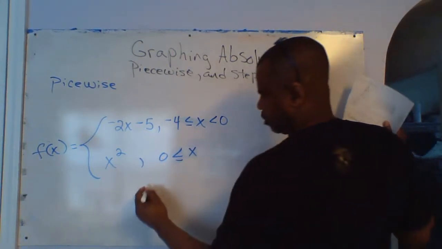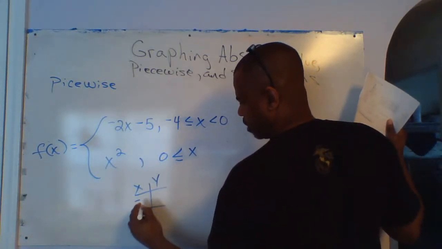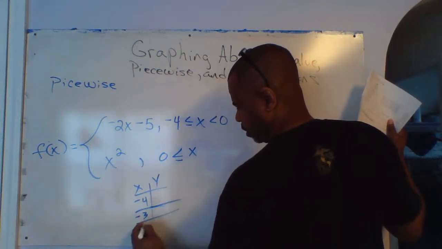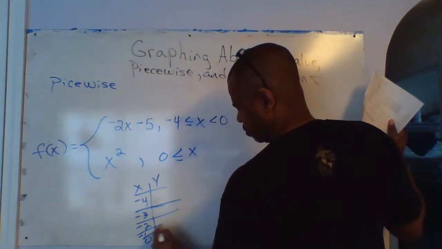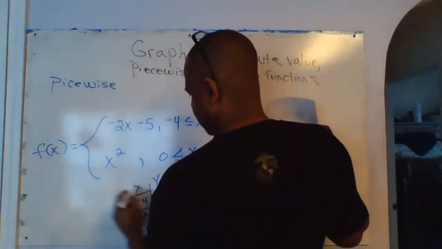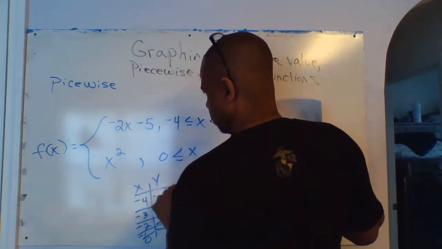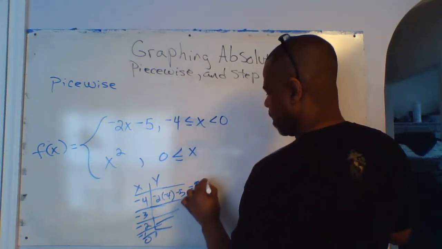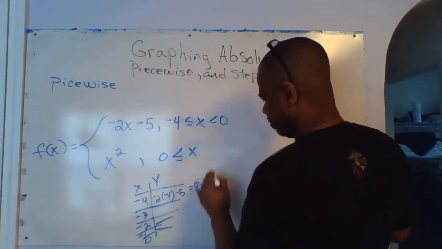So let's look at the first one. We're going to try negative 4, negative 3, negative 2, negative 1, and 0. Okay, so if we plug in negative 4 here, that'll be negative 2 times negative 4 minus 5. So that's going to give us 8 minus 5, and that's going to give us 3.